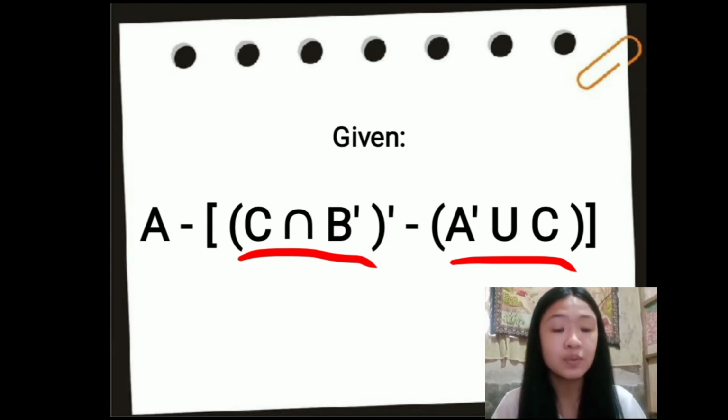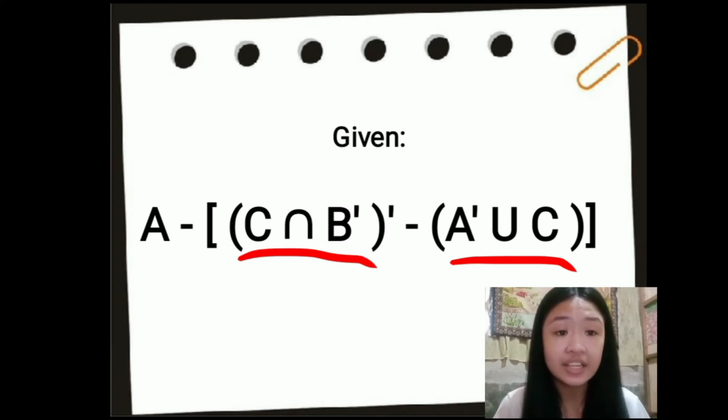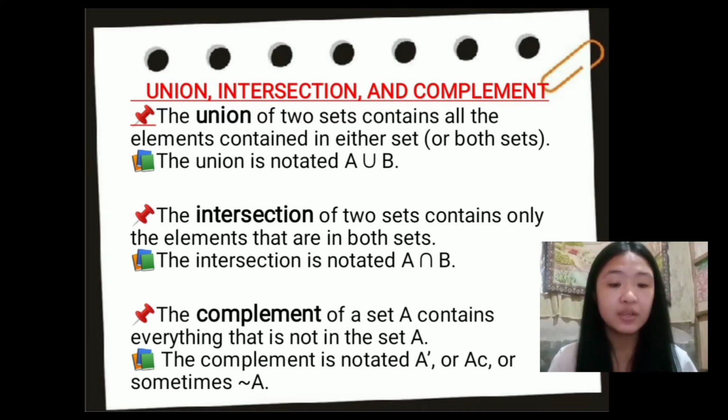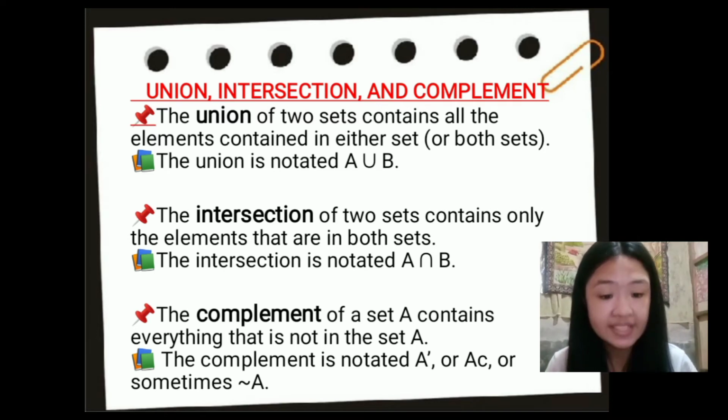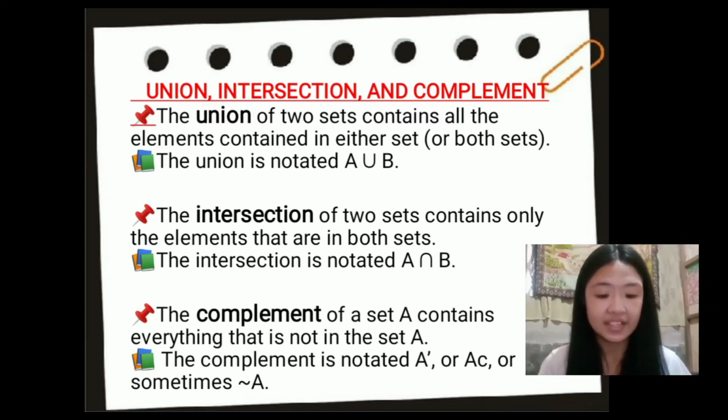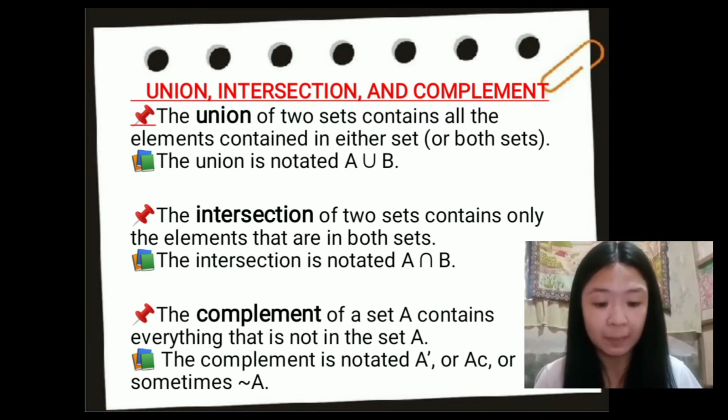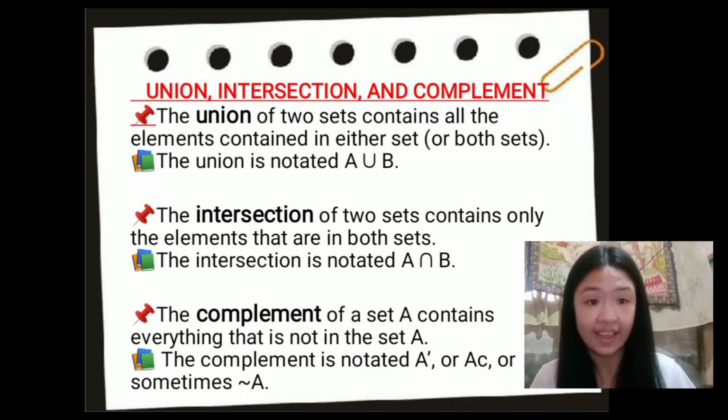Okay, so to avoid confusion in shading Venn diagram, we must take a step-by-step process by shading the sets. So we will start with the enclosed one, the one with the parentheses or brackets. Just a reminder, the union of two sets contains all the elements contained in either set or both sets. The union is notated as union of A and B. The intersection of two sets contains only the elements that are found in both sets. As for complement, the complement of a set A contains everything that is not in the set A.